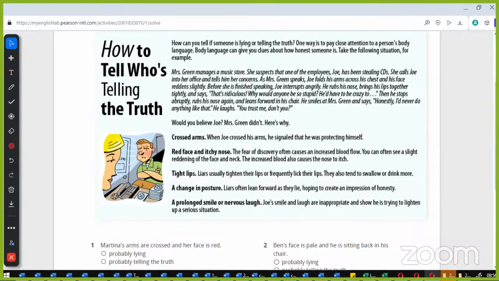Okay, what does it mean? Reddens slightly. Where is that? Here. Oh, reddens. So that means that it becomes red. Ah, okay. Reddens slightly. Reddens means that it becomes red. Redden, yes. Okay. What else?